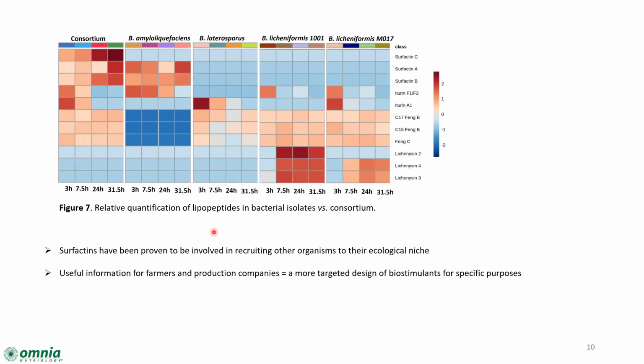Furthermore, this information can be used by farmers and production companies such as Omnia, as they will know which strain produces what lipopeptides or any other metabolites. And once they know that, they can investigate further which strains are more compatible, which will produce a more effective biostimulant. And this encourages a more targeted design of biostimulants for specific purposes.